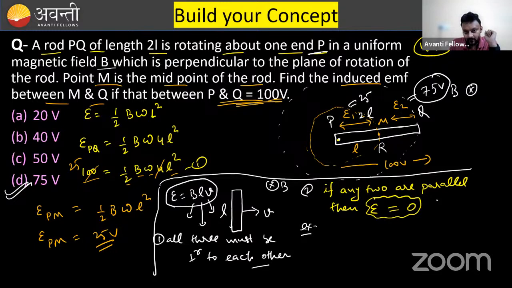Okay. Coming back towards the question example part. For example, this is a rod of length L. There is a magnetic field B, and this rod is moving with velocity V. Can you see that magnetic field and velocity, two quantities are parallel to each other? So you can directly answer that EMF induced will be zero.